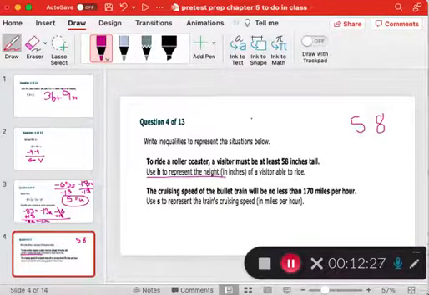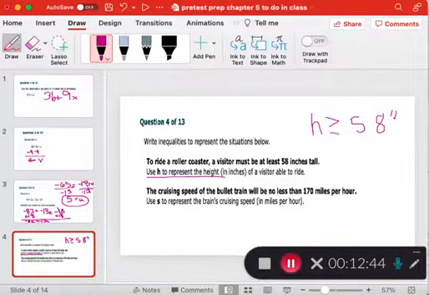Very good. H is greater than or equal to 58. Now, if height has to be at least, we use greater than or equal to measure that, okay? So we'll say 58 inches so we know what the units are, okay?